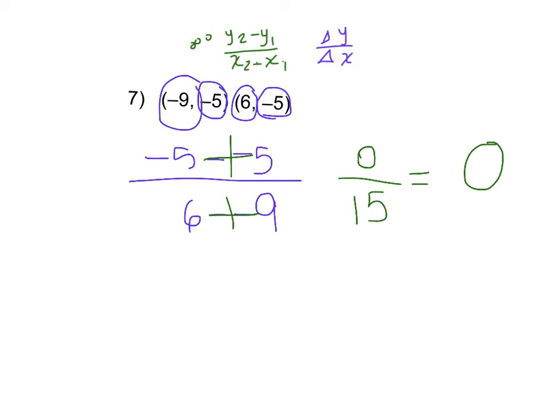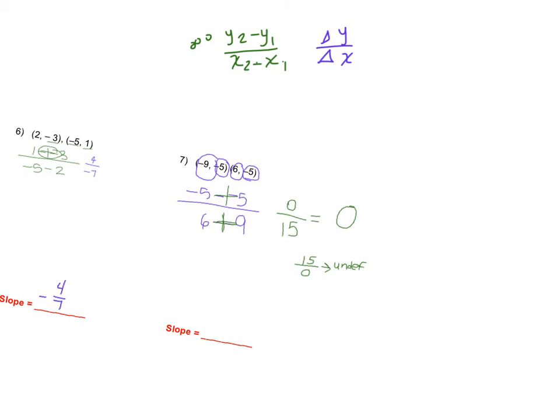Not to be confused with 15 divided by 0, which would be undefined. Wait, why do you add the bottom? 6 plus 9 is 15. I know, but just to make sure that I completed it. Once you see 0 in the numerator, you know the answer is 0. All right, so the slope of number 7 is 0.